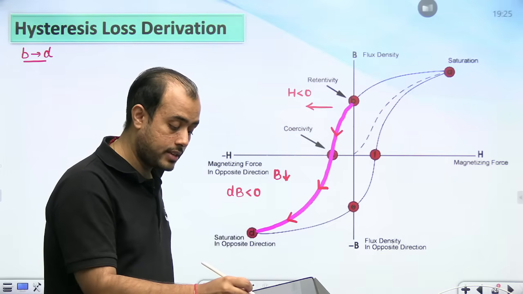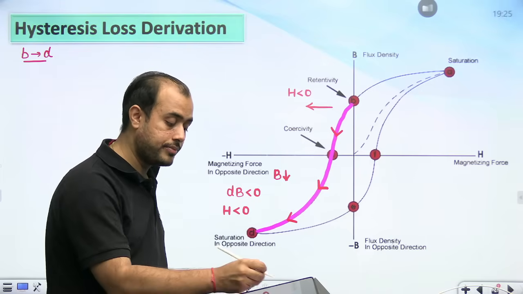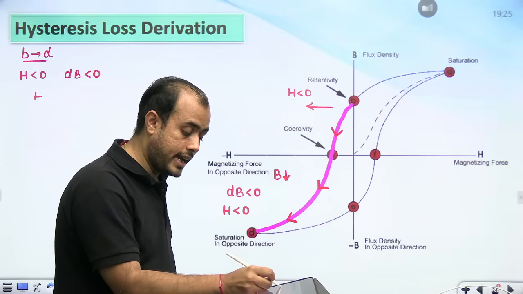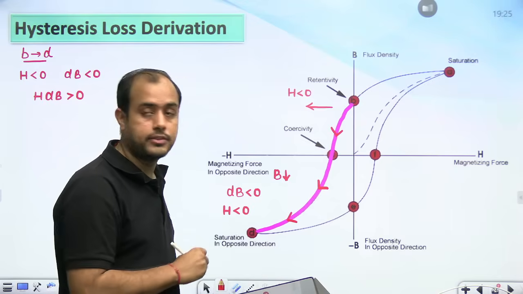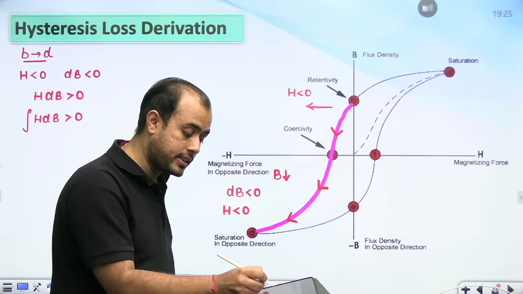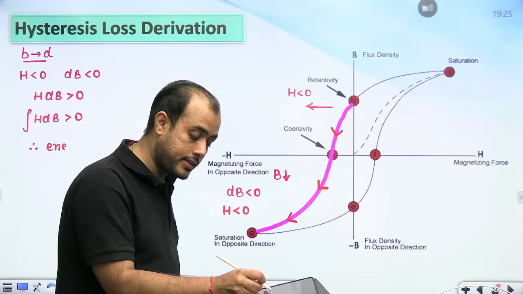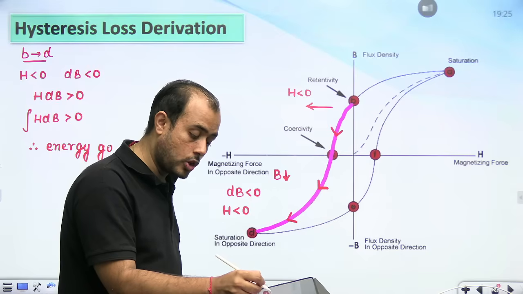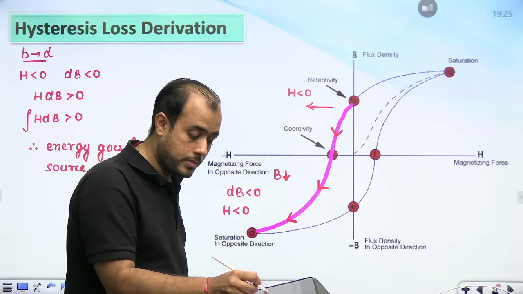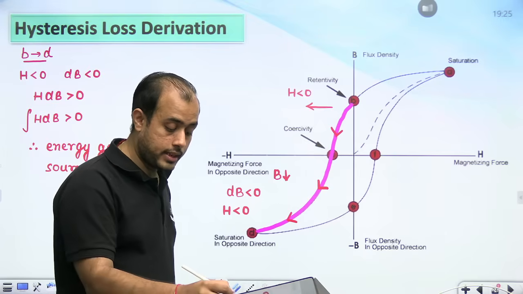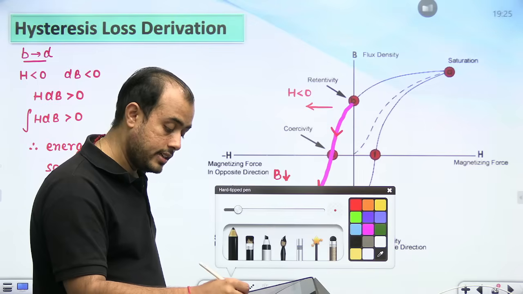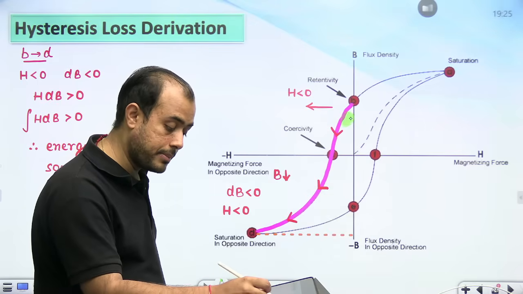So H is negative. हम लेफ्ट साइड पे हैं तो H भी नेगेटिव है. So from B to D, H is negative, dB is negative. So H dB is positive. If H dB is positive, beta, integral of H dB is positive. So if this is positive, energy goes from source to magnetic field. If you take the area between the graph and the y-axis, you will see the energy goes from the source to the magnetic field.